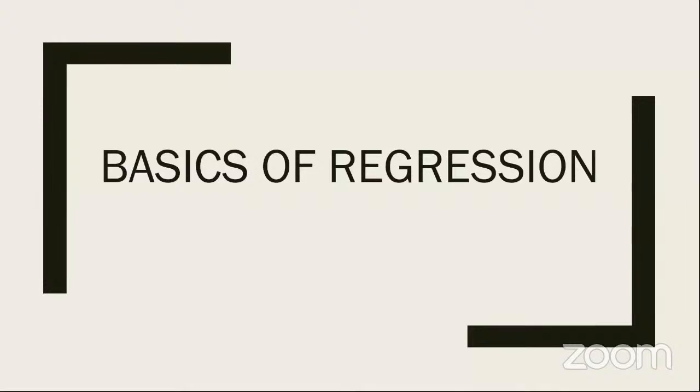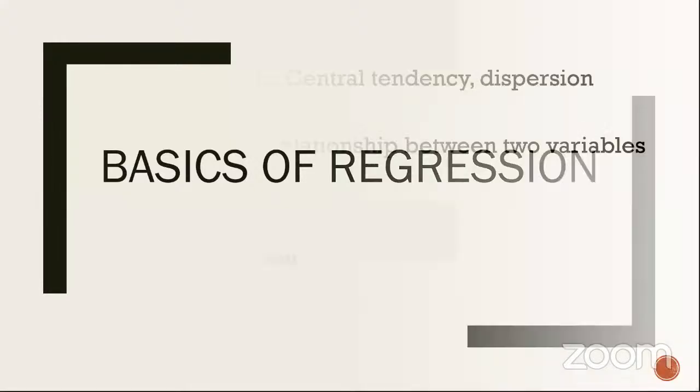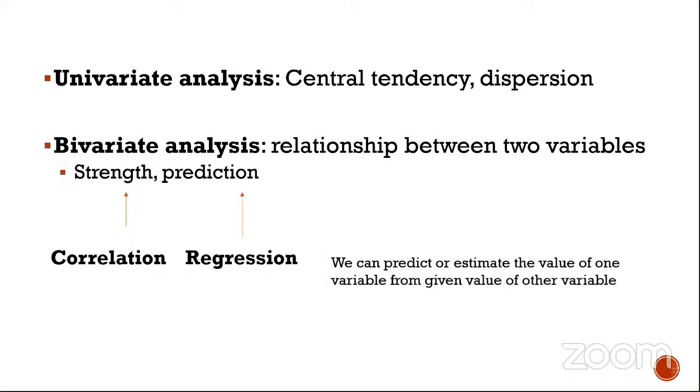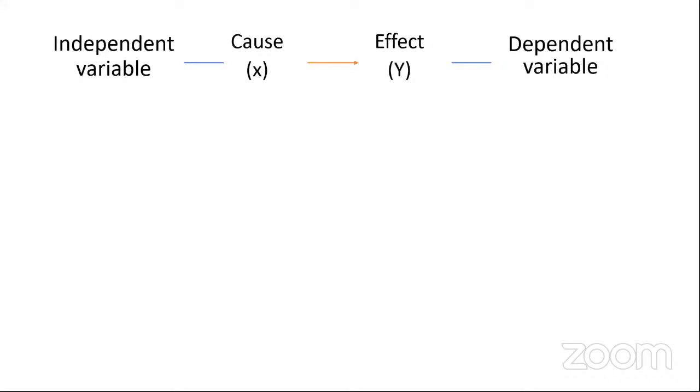So let's understand the concept of regression. Regression, as we have discussed earlier, predicts the value of one variable using the value of another variable. So prediction is possible. So what is regression basically? We have one independent variable, which is known as the cause, and one dependent variable, which is known as Y. The independent variable results in a change in the dependent variable.